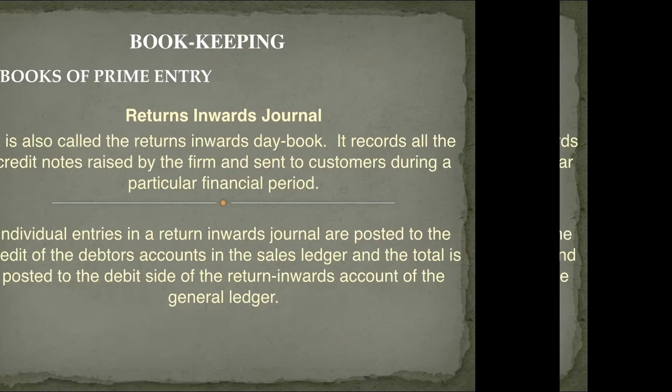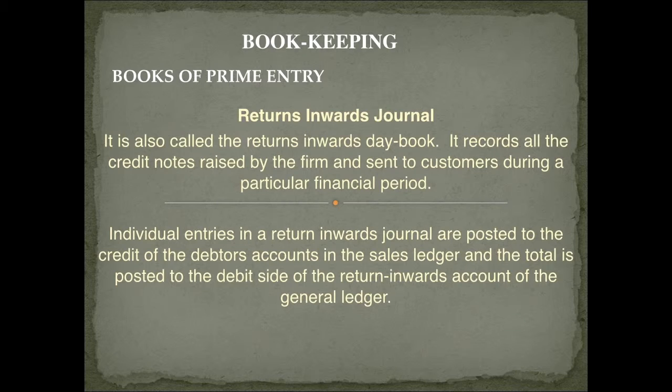Return inwards journal is another book of prime entry. It is also called the return inwards day book. It records all the credit notes raised by the firm and sent to the customer during a particular financial period. Individual entries in a return inwards journal are posted to the credit side of the debtor's account in the sales ledger, and the total is posted to the debit side of the return inwards account of the general ledger.